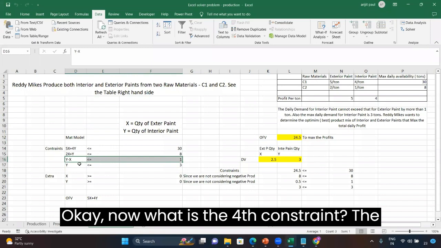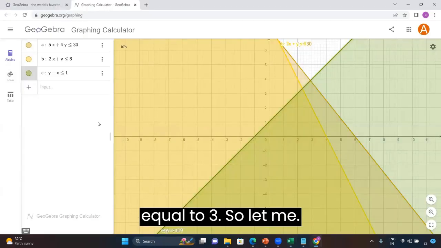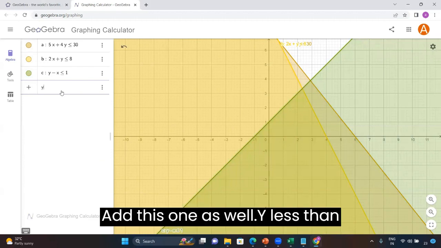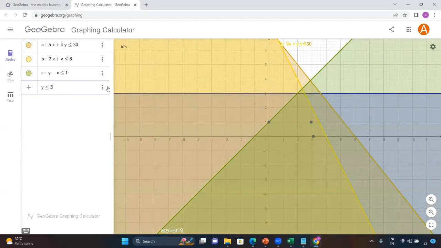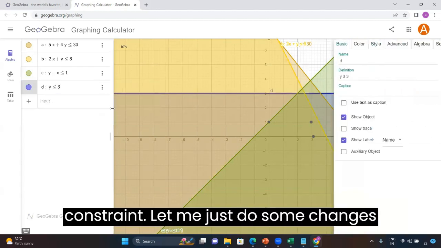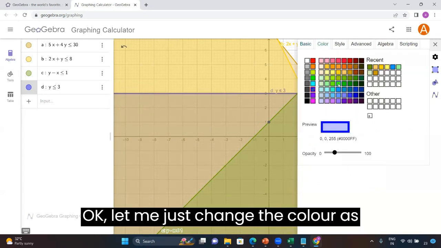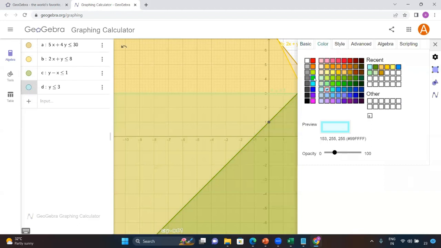Now, what is the fourth constraint? The fourth constraint is y less than or equal to 3. So let me add this one as well. So this is our fourth constraint. Let me just do some changes in the settings. Let me just change the color as well.